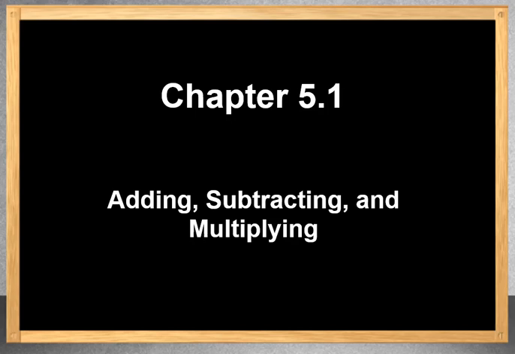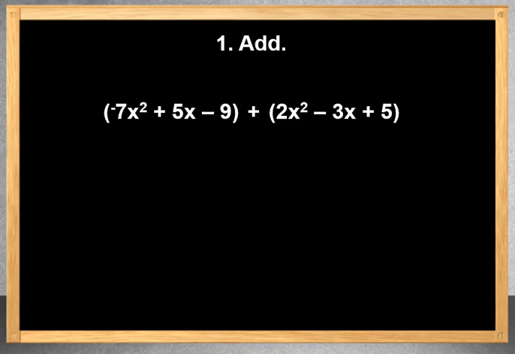Okay, in this section, 5.1, we are going to add, subtract, and multiply polynomials. So let's start off with adding. I'm going to rewrite these polynomials without the parentheses. And in the second parenthesis, there's a 1 here, and we're going to distribute the positive 1 to each of these three terms. Basically, we're just going to write them the same way as you see them.